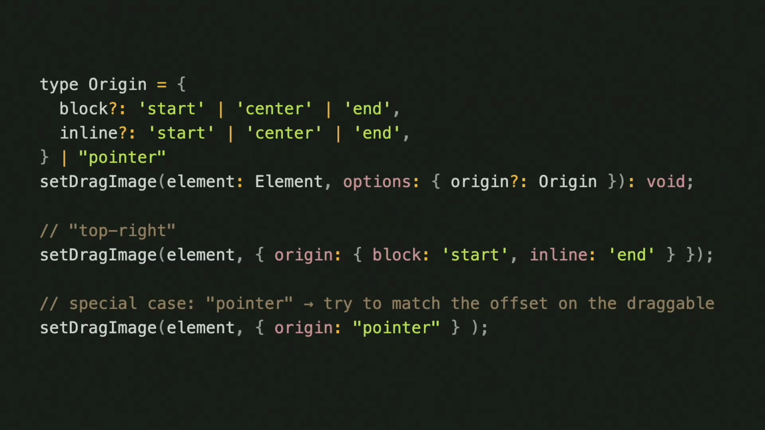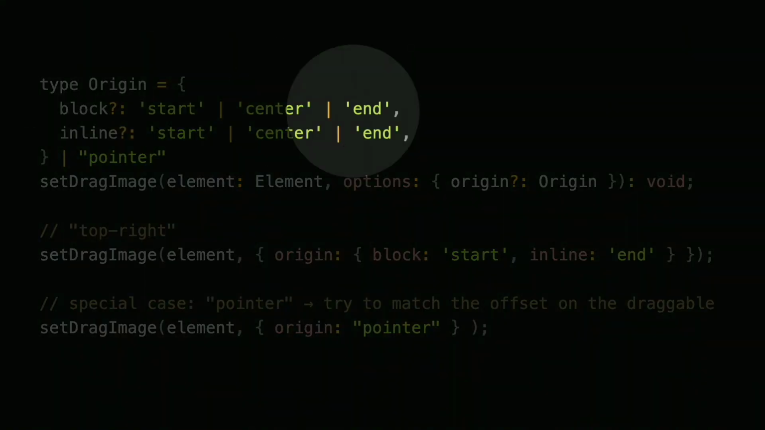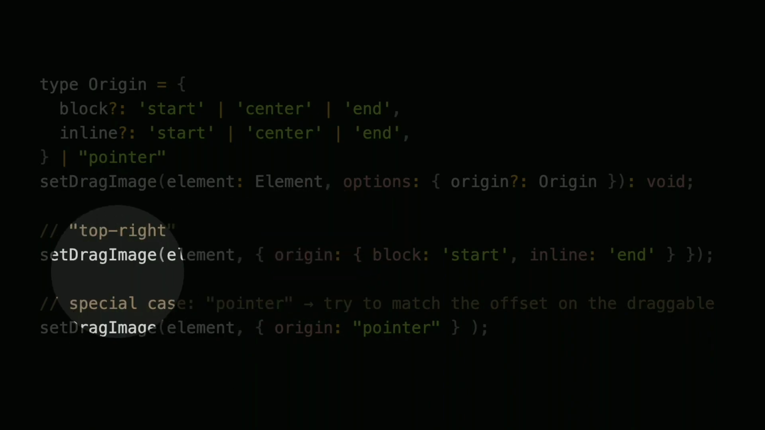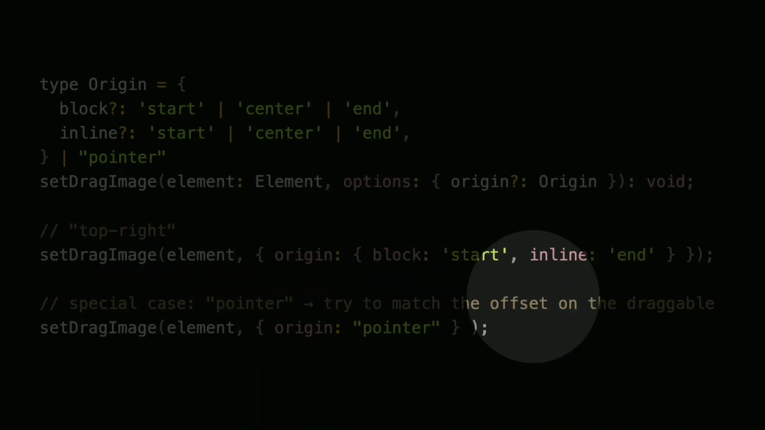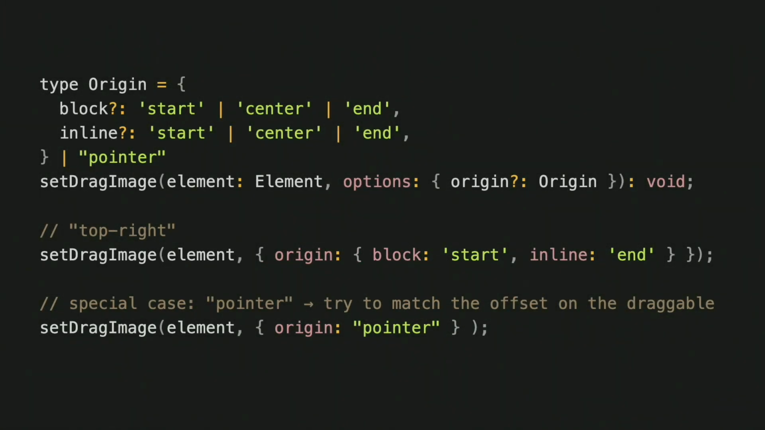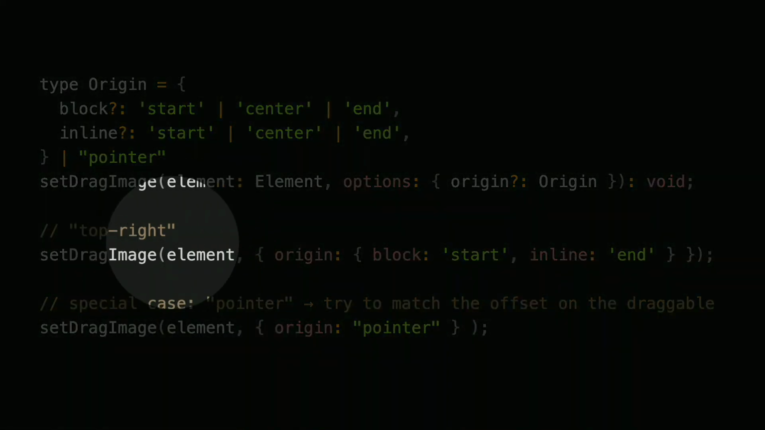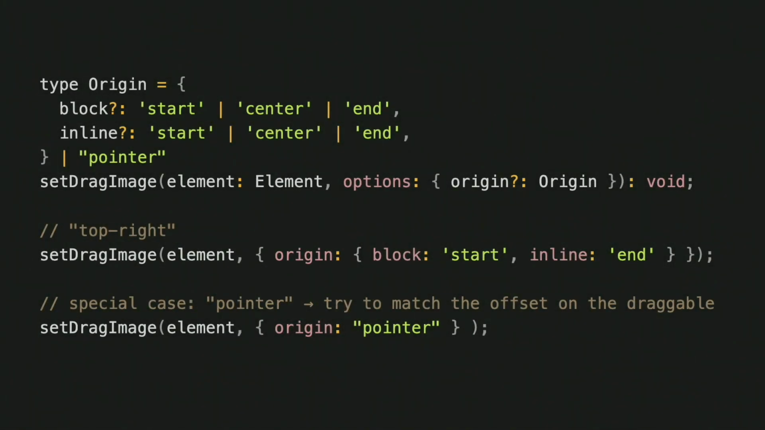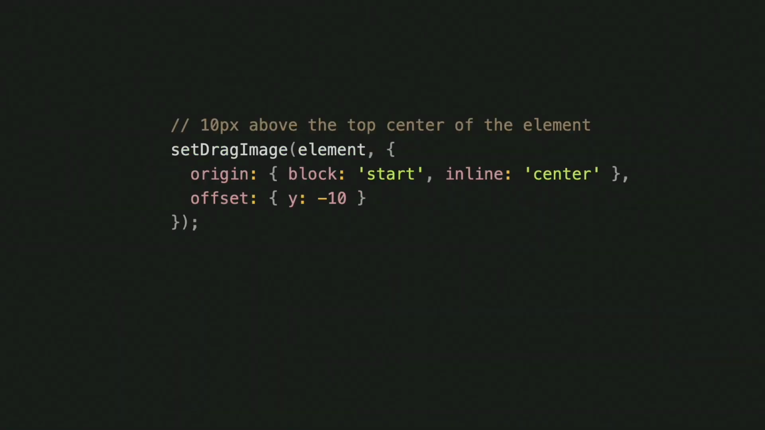So what would that look like? Yeah, this is some TypeScript stuff, but effectively it boils down to something like this. You'd say top right is block start, inline end. Awesome. That would be really nice instead of having to use getBoundingClientRect. This is a safe change too, because the second argument of setDragImage is X and Y numbers. It'd be very, very easy for them to detect whether it's an object and then treat this differently as opposed to a number. And then that's with the offset thing. So this would be 10 pixels above the top center of the element. Awesome. This would be really great and would be pretty safe to do as well.